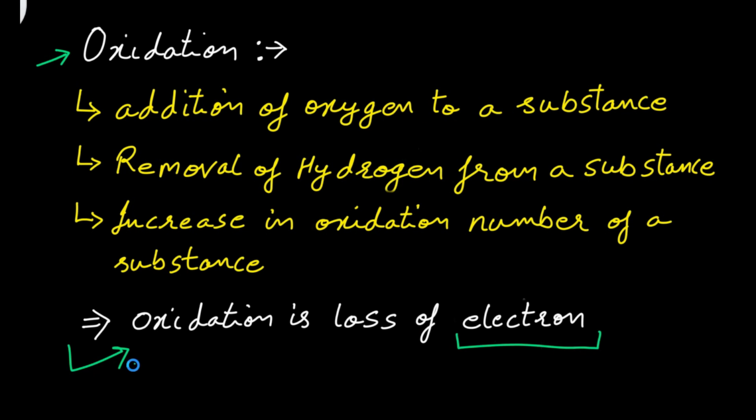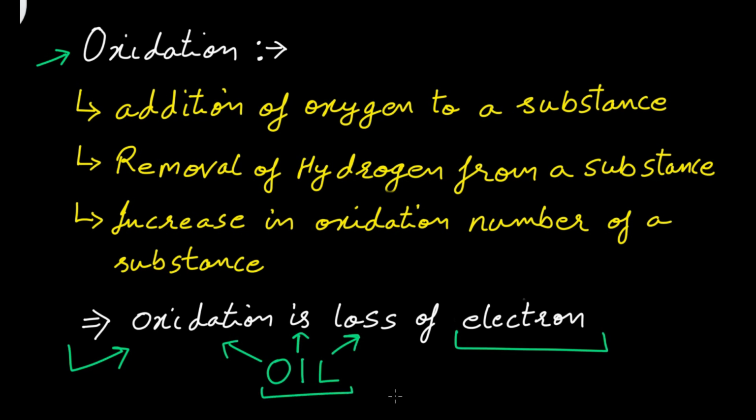You can also remember this definition. Oxidation is loss of electron by the term OIL. You all are familiar with oil. Here O stands for oxidation, I stands for is, L stands for loss. Oxidation is loss, and since we are talking about electrons, we know that oxidation is loss of electrons. So this is the short term that you can use.